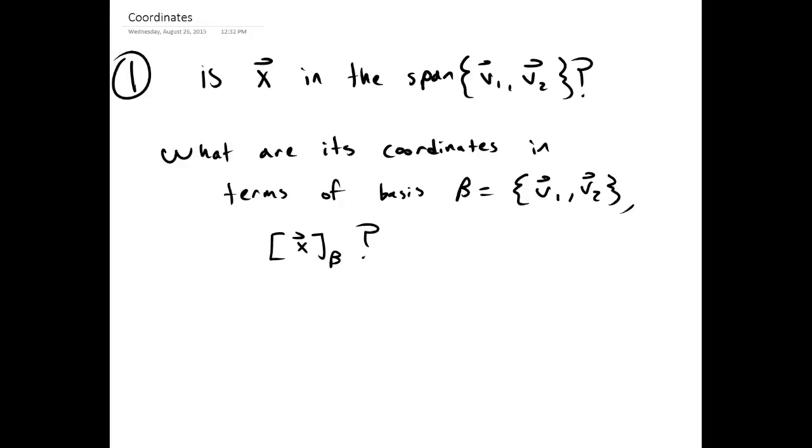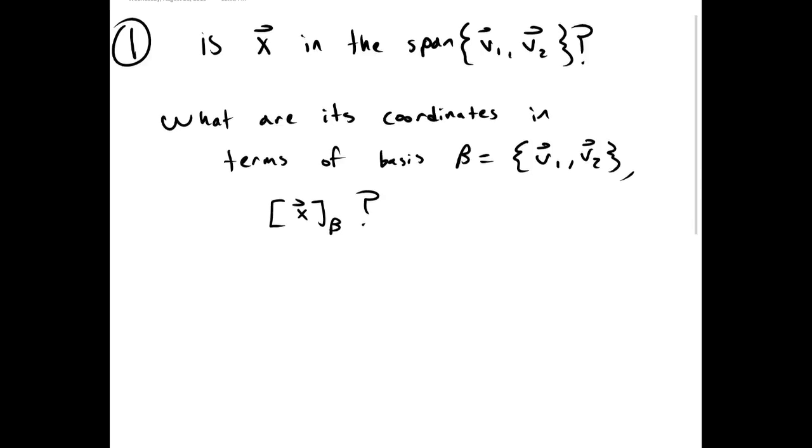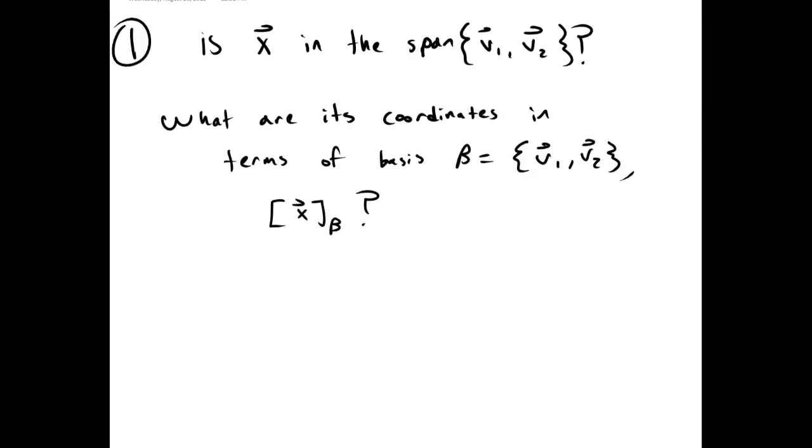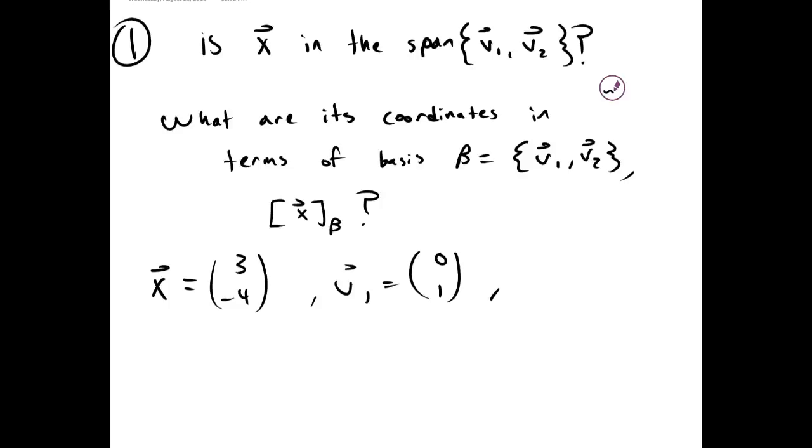We're going to do some example problems for coordinates. So our first question asks, is x in the span of v1, v2, and what are its coordinates in terms of the basis beta equals v1 and v2, also known as x in v1? They tell us that x equals 3, negative 4, v1 equals 0, 1, and v2 equals 1, 0.